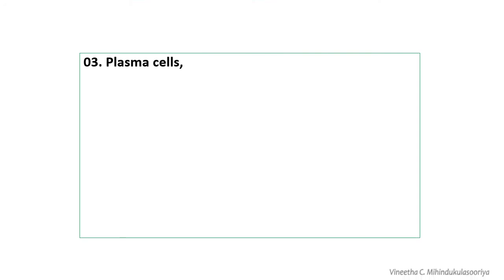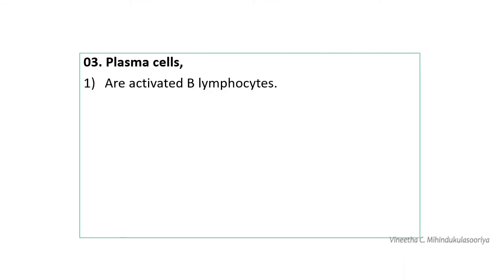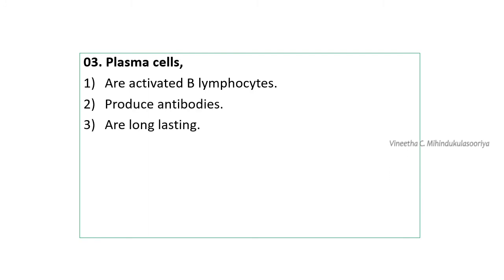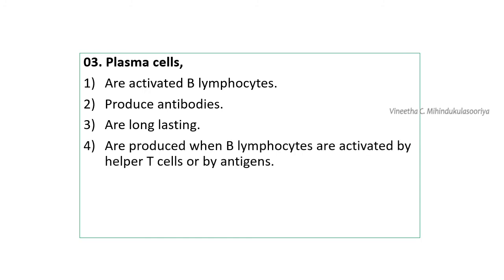Plasma cells. 1. Are activated B lymphocytes. 2. Produce antibodies. 3. Are long-lasting. 4. Are produced when B lymphocytes are activated by helper T cells or by antigens. 5. Involved in humoral immunity.